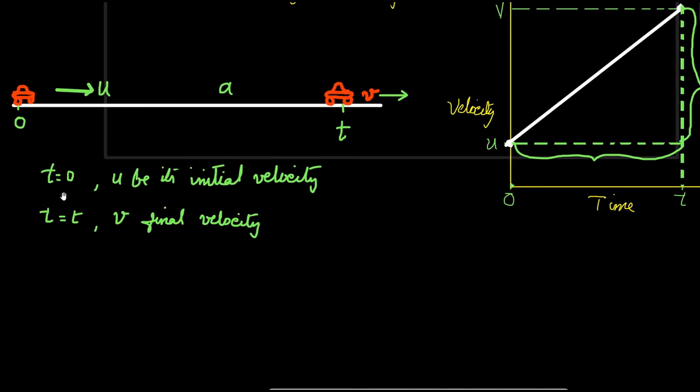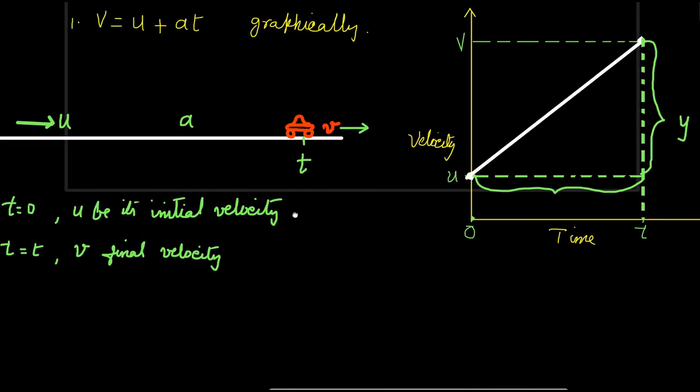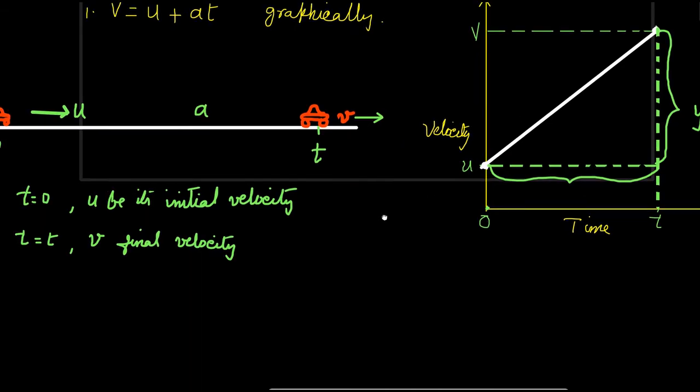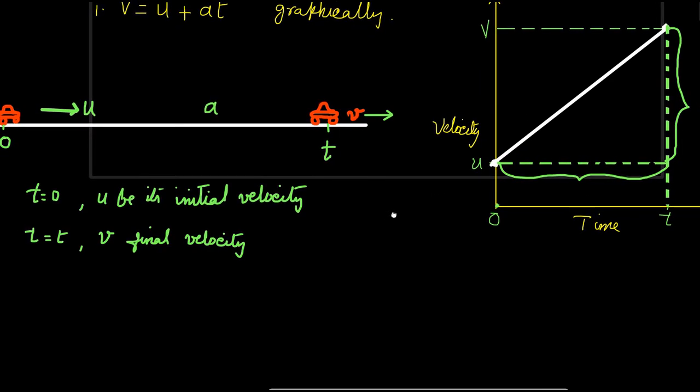At time t = 0, its initial velocity is u. At time t, its final velocity is v. And this is the graph we got. Now from the graph, it is clear that the graph is a straight line having a slope.